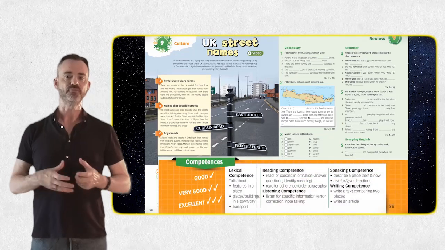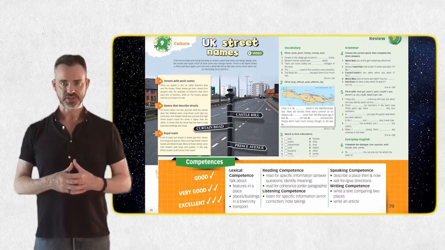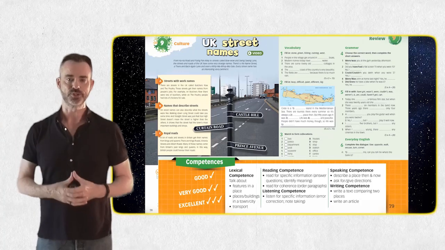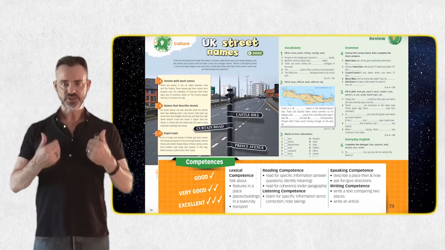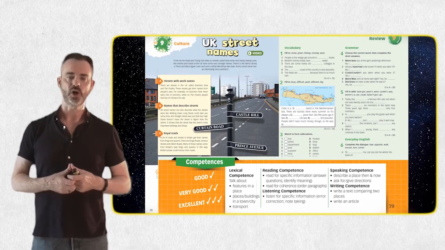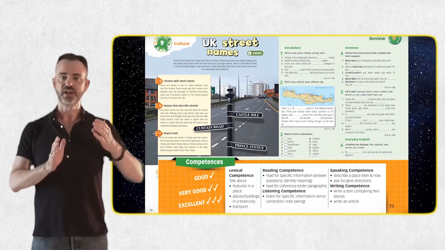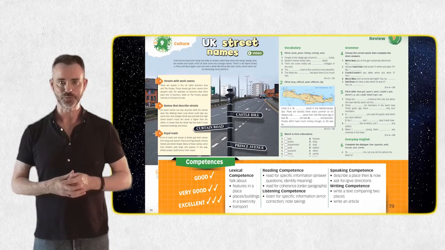Following that, we have the review section. This is designed for learners to check what they are sure about and what they might want to look at again. The competencies at the bottom of the page are all taken from the Common European Framework, so essentially learners are grading themselves against the level that they are required to be.